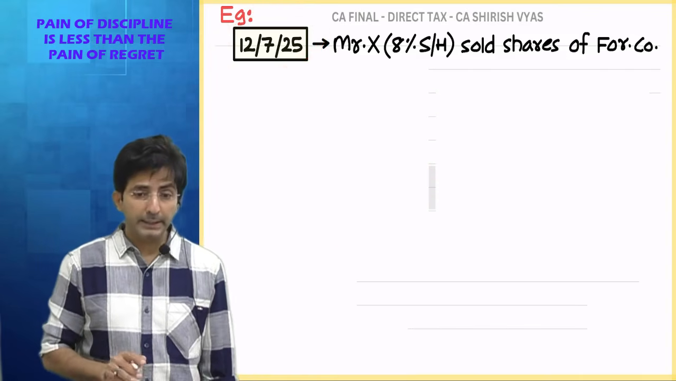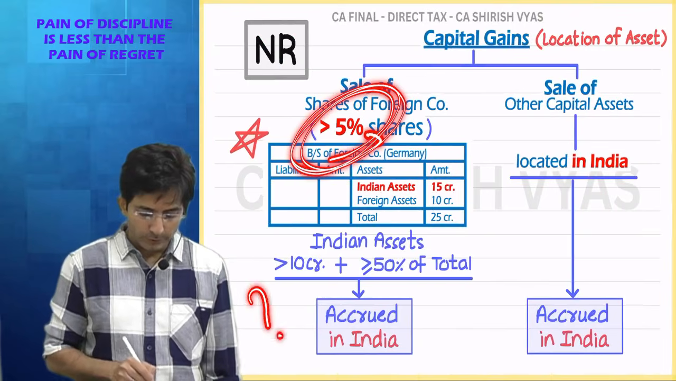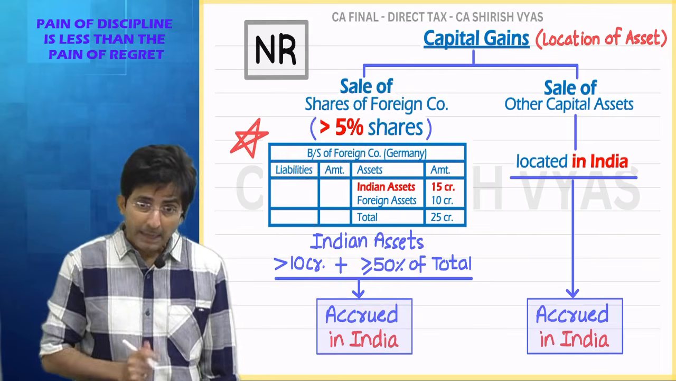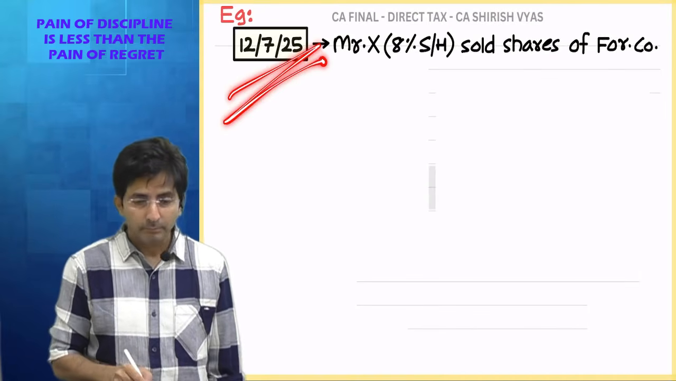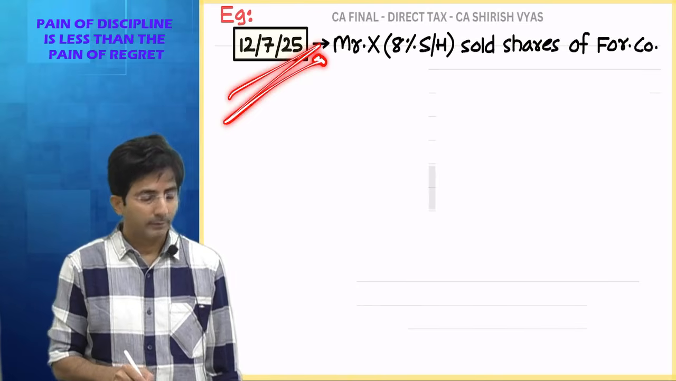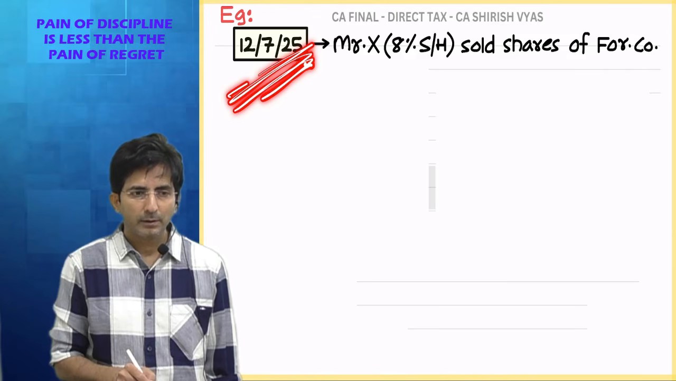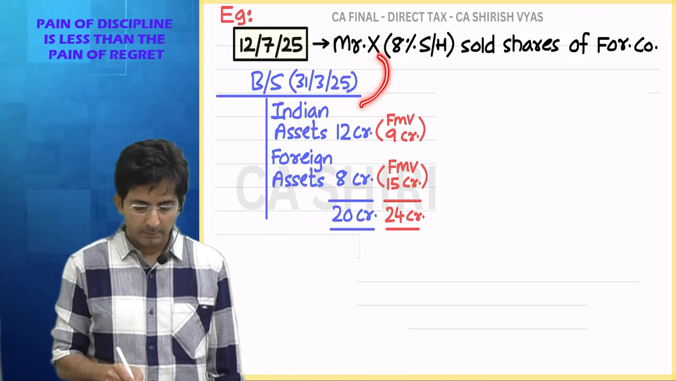So now we want to see this condition. See, the more than 5% condition is fulfilled. Now I want to check this 10 crores and more than 50%. That depends upon the balance sheet. But the balance sheet should be of which date? I sold the shares on 12th July. So just preceding the transfer date, what was the last accounting year? 12th July 25 was the date of sale of shares. The immediate preceding financial year ending is what? 31st March 25. So I will see the balance sheet of 31st March 25.